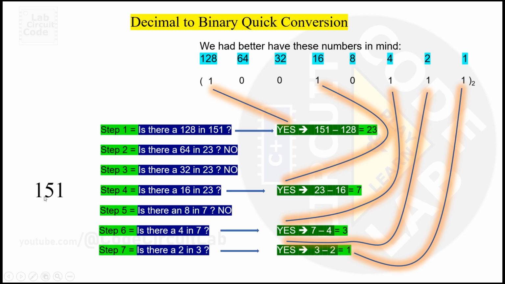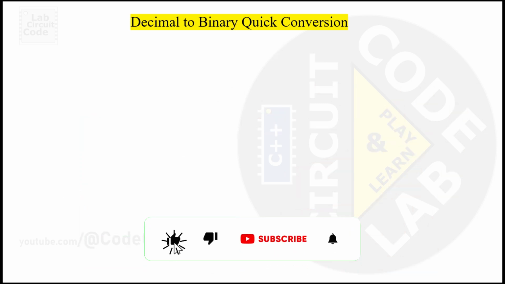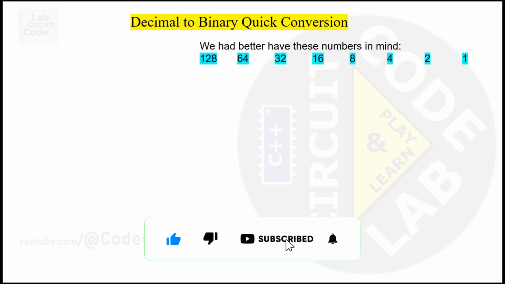So 151 is 10010111 in binary. Let's see another example for this. Again, we have a 63. We want to convert it quickly to binary.